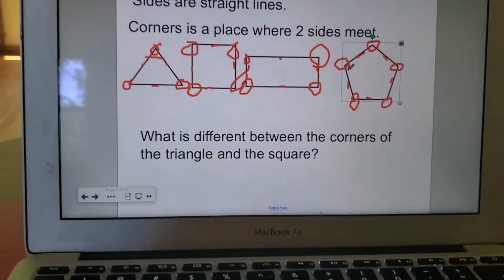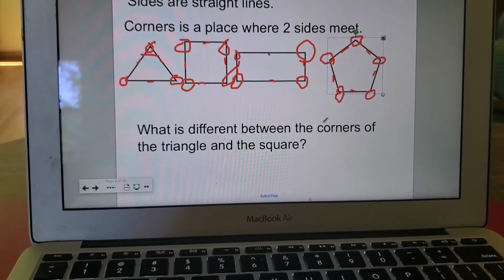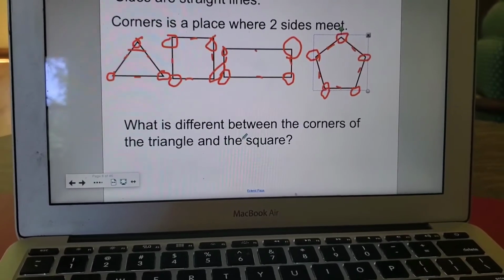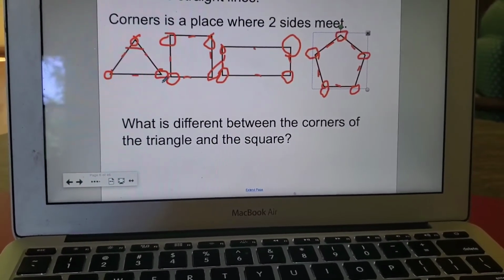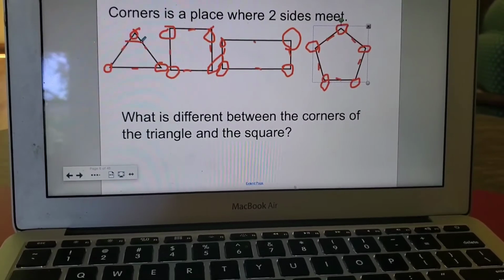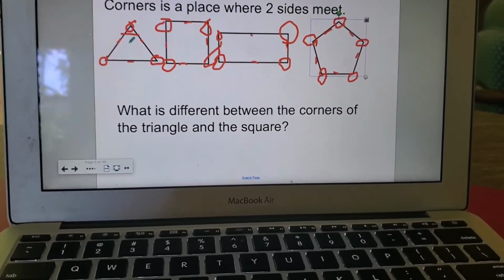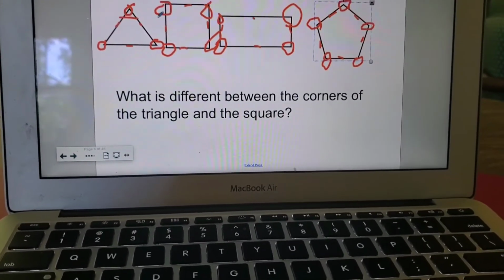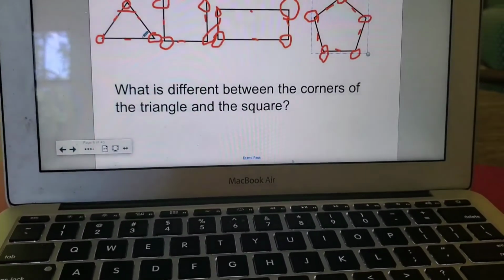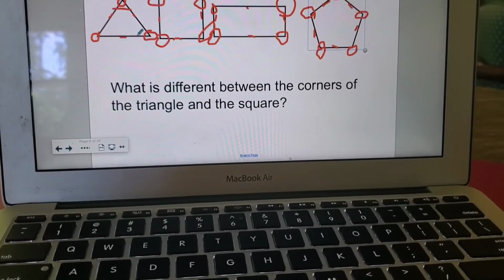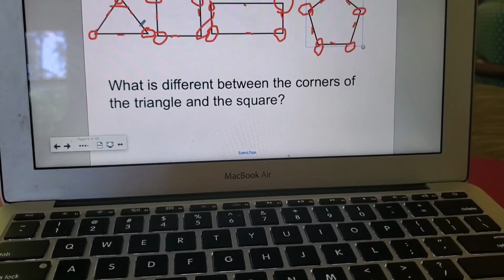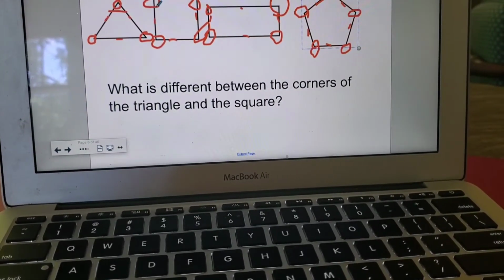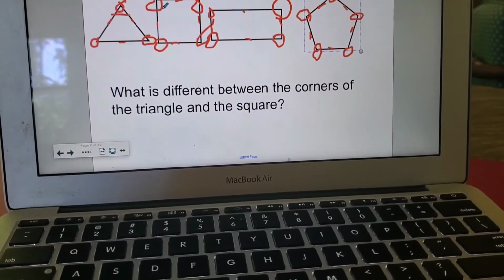So now that we've done that, let's look at this question I have right here. What is the difference between the corners of a triangle and of the square? Let's look here. See them? Well, there's only 3 corners in a triangle, and there's 4 corners in a square. And if you look right in here, the corners in the triangle are smaller than the corners of the square. Isn't that cool?